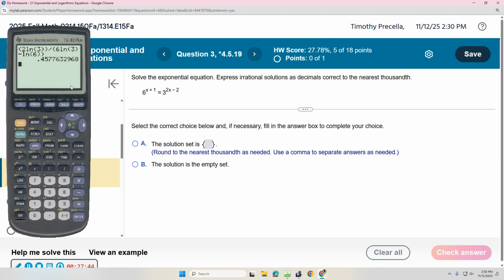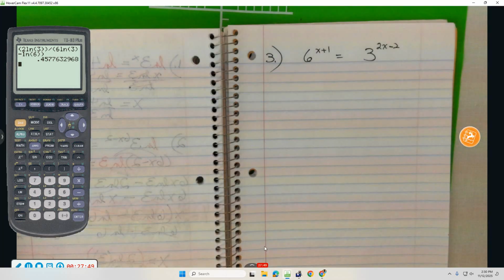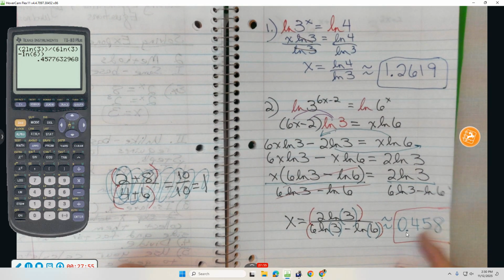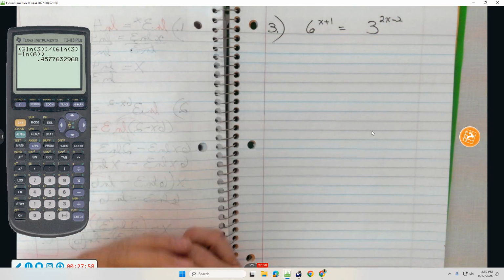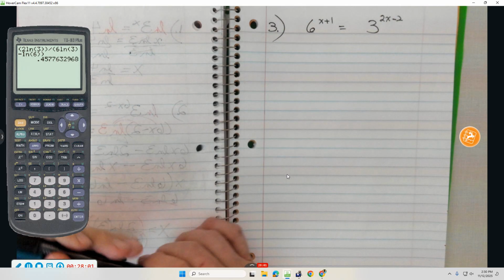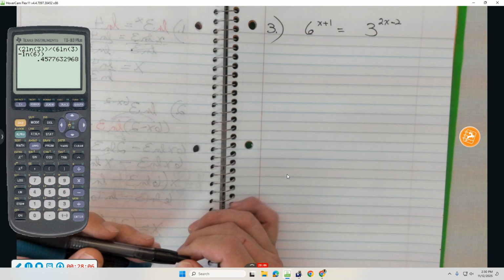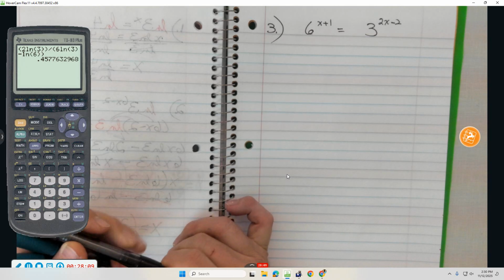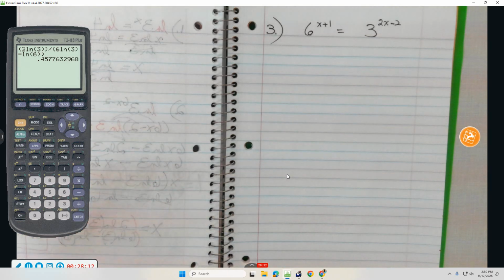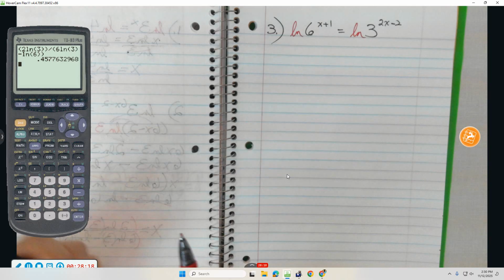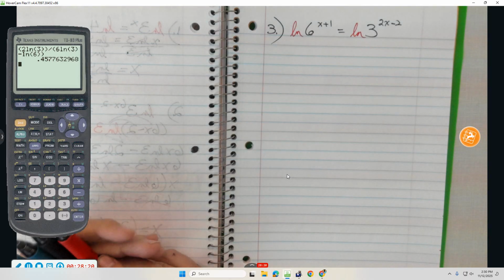Now go back. The answer, here it is, 0.458. Once again, I really like the 3s and the 6s because people make that mistake of rewriting 6 as 3 squared, but we can't do that. You have to take the natural log of both sides. When you can't get a common base, you stick an ln in front of both sides.